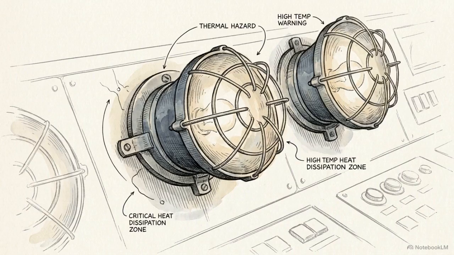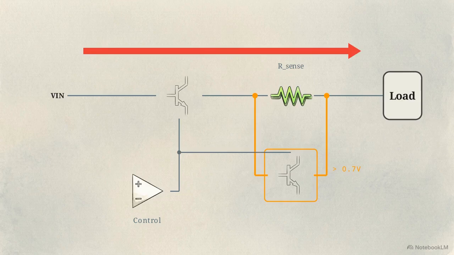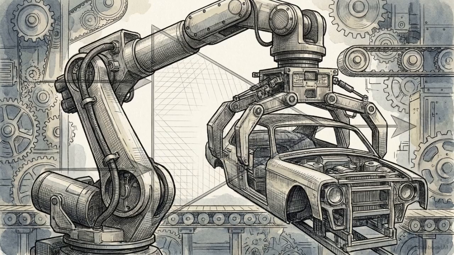Managing that much current carries inherent thermal danger. These circuits must incorporate current sensing and foldback protection to automatically choke off the power supply if a short circuit threatens to melt the hardware. The exact same differential logic used to analyze tiny microvolt signals guarantees safe, unyielding power delivery for heavy industrial systems.